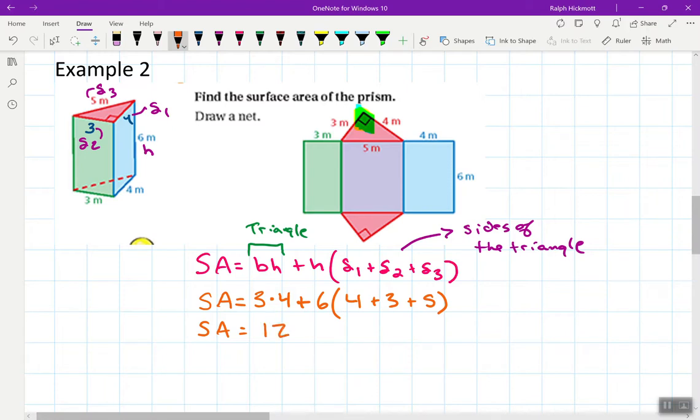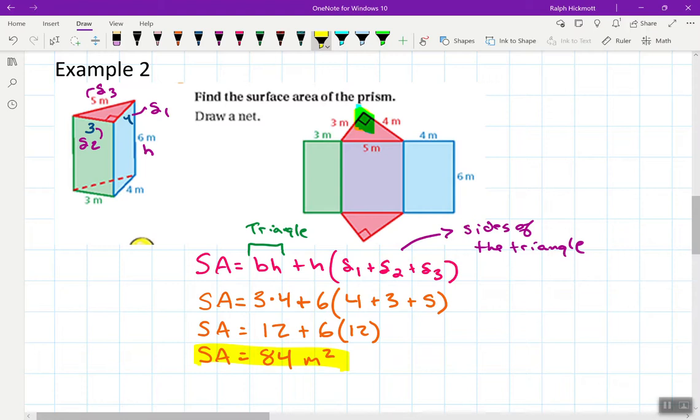So 3 times 4 is 12 plus 6, and then 4 plus 3 plus 5, that is 12 again. Really, after this, calculator math, you can punch that out. But I do want to see the proper substitution and all of the general workflow to make sure we don't lose track of our work. So 12 plus 6 times 12 is 84 meters squared. At this point, that concludes this problem. We got the actual surface area of the prism.